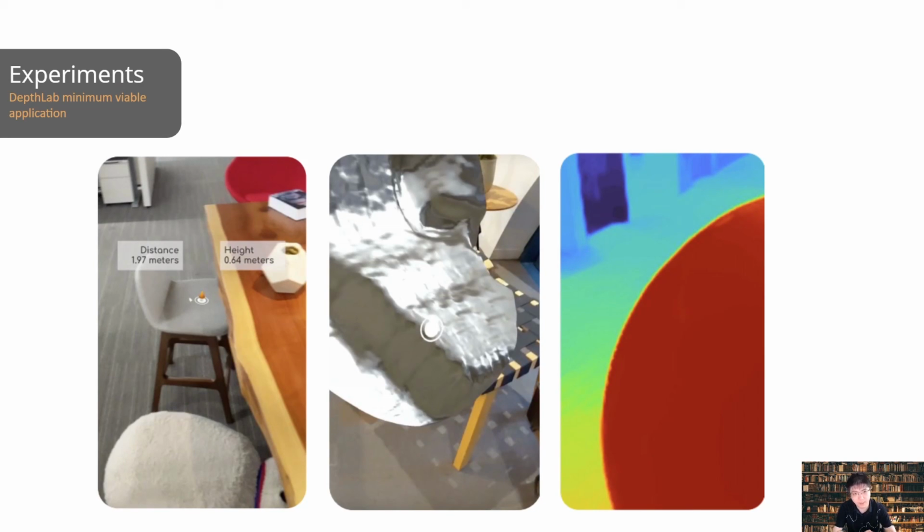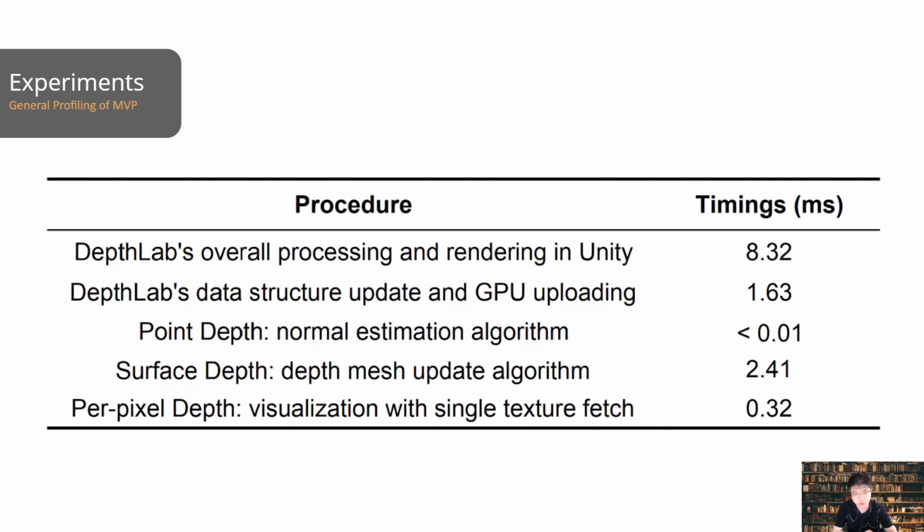Next, we build a minimum viable application to profile a typical usage of DepthLab. To evaluate the performance of key DepthLab components, we made the application with a point depth example, which is the oriented reticle, a surface depth example, which is a depth mesh generation, and a per-pixel depth example, which is a visualization of depth map. We ran our experiments in 5 locations, each running 5 minutes, and our simple application runs at over 100 frames per second, while surface depth is the most time-consuming part.